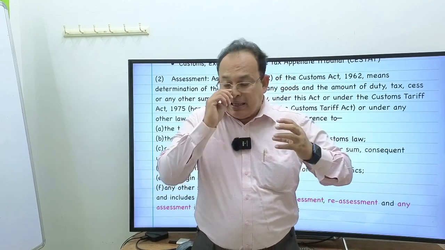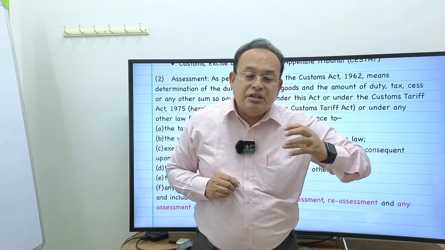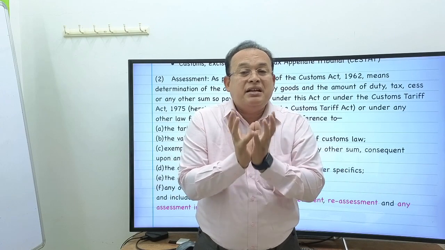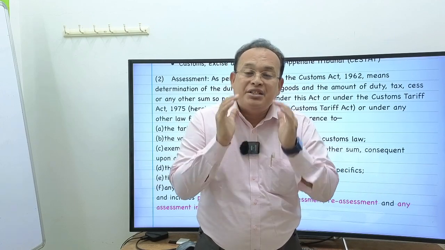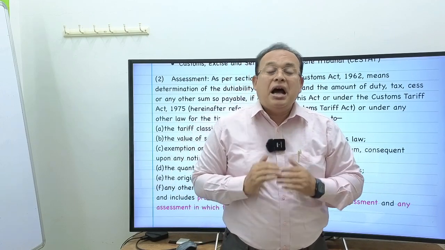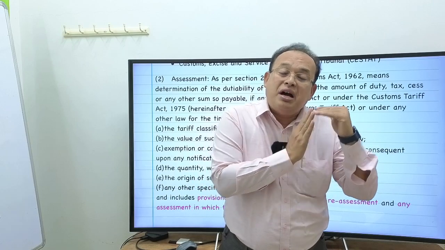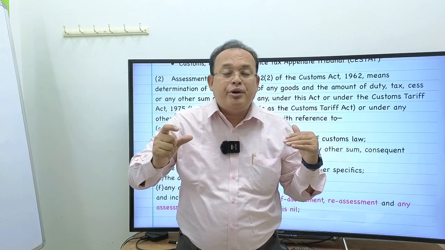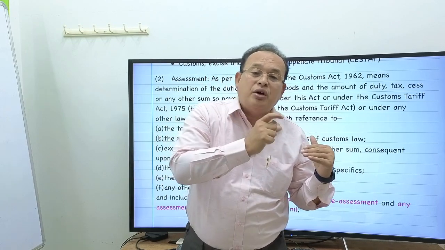Customs means under the customs, cost, insurance and freight. All our imports should be at a CIF value, should be measured. The assessment for the imported goods is at a CIF value, which is called assessable value. If I am liable to pay import duty, I am supposed to pay the duty on CIF value of import.